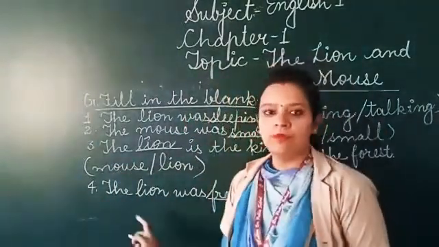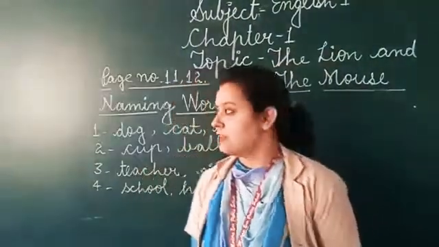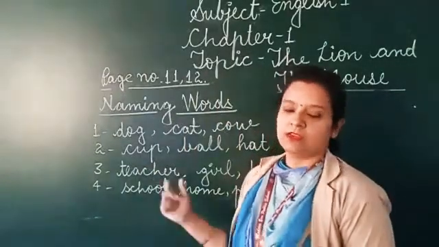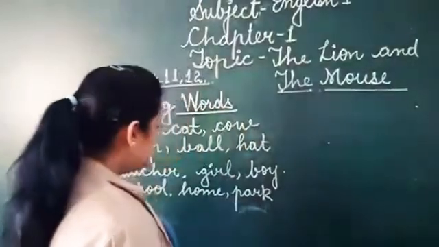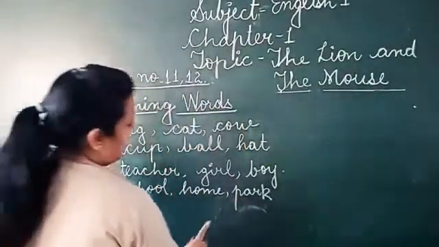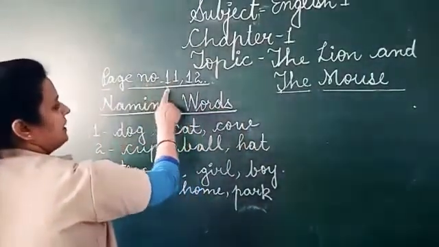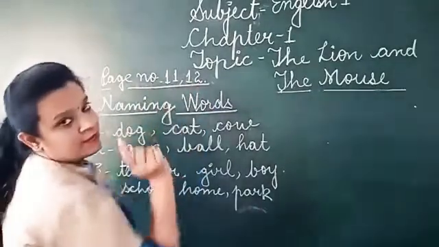exercise also in your book. Okay students, so we are just coming to our conclusion. So this is your last exercise of this chapter, naming words. You have to find this exercise on page number 11 and 12.